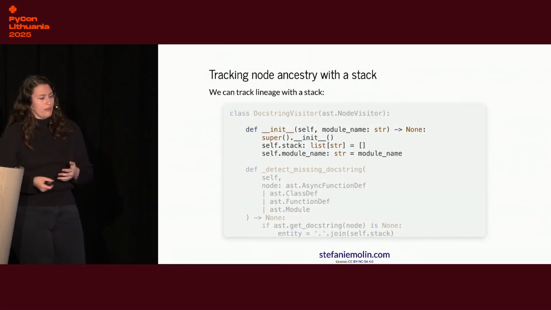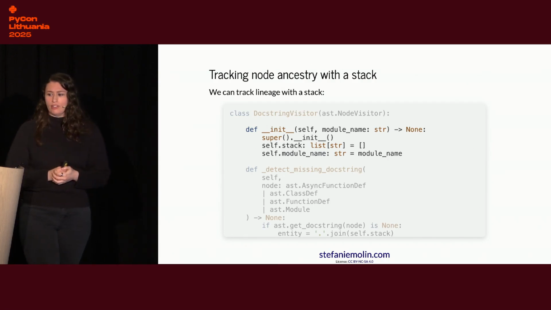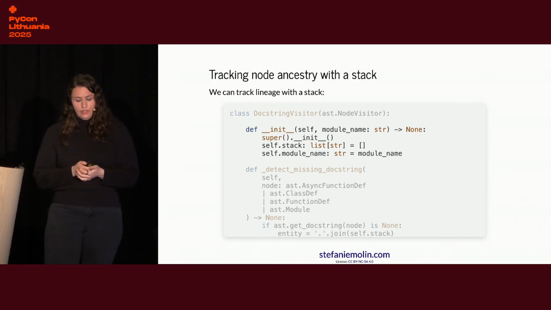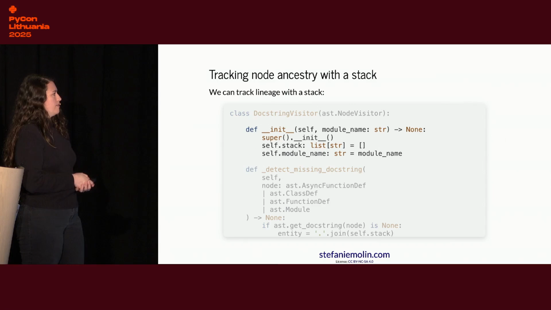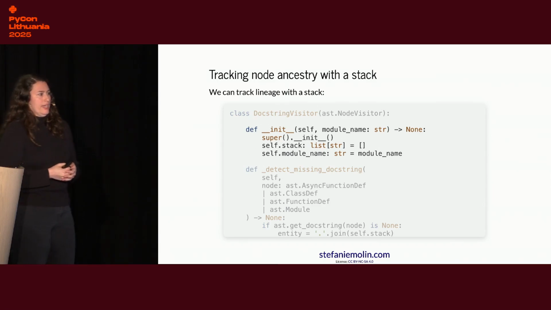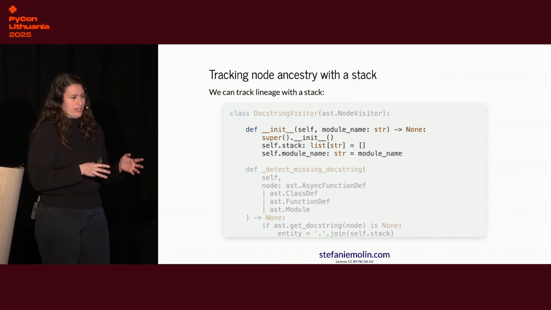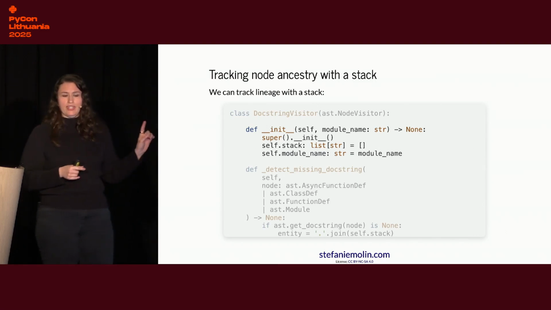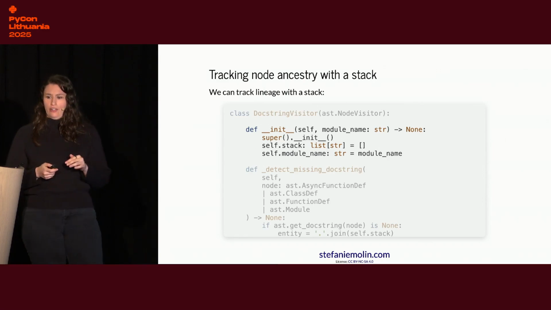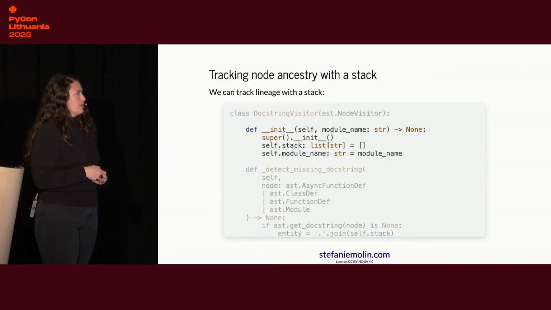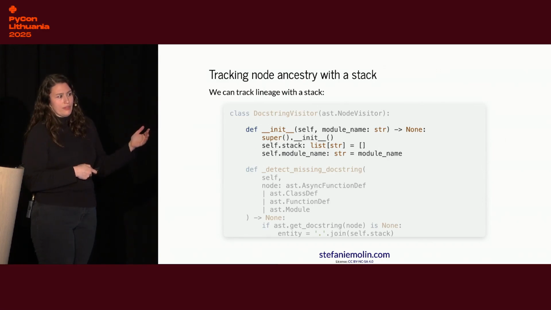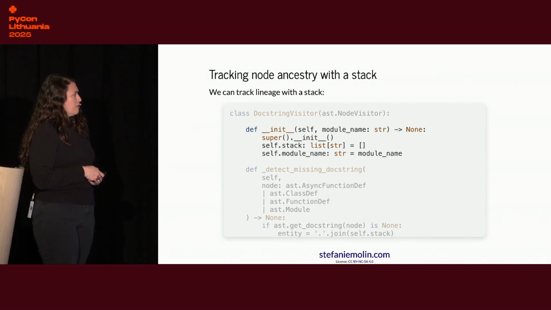So to get the stack, we're just going to add an init method to our docstring visitor. You see that we're calling the superclass's init, but we're also taking in the module name this time. That's because the module node in the AST does not have a name built into it. The other ones do, but that one does not have a name. So we need to provide that ourselves. So we'll ask for the user to pass that in when they instantiate this class. And then we're going to store that so we have it. And then we are also instantiating our stack.